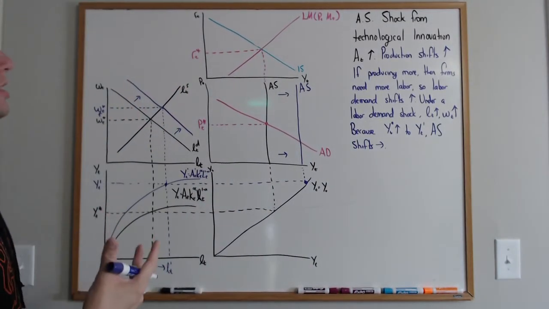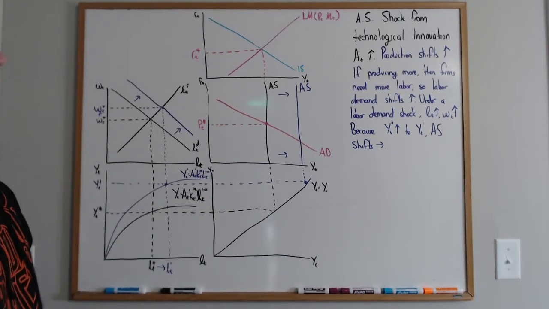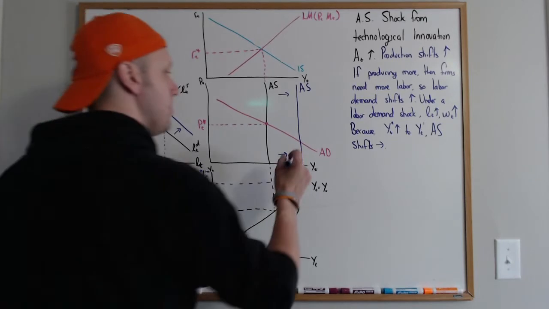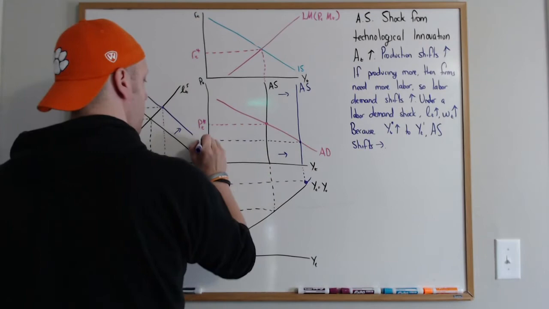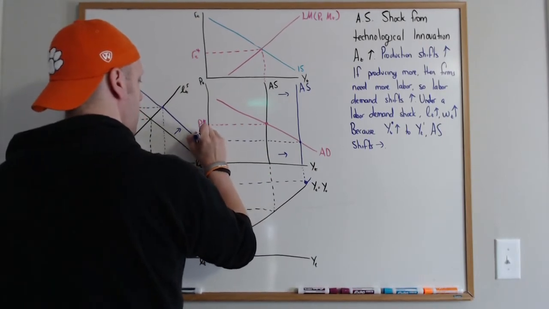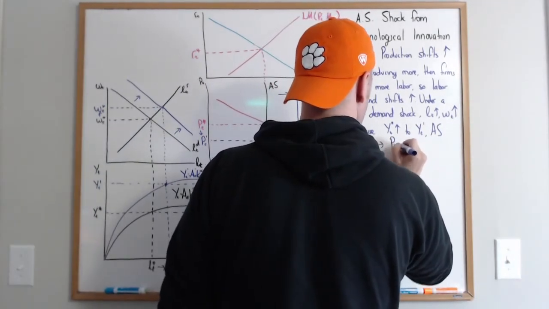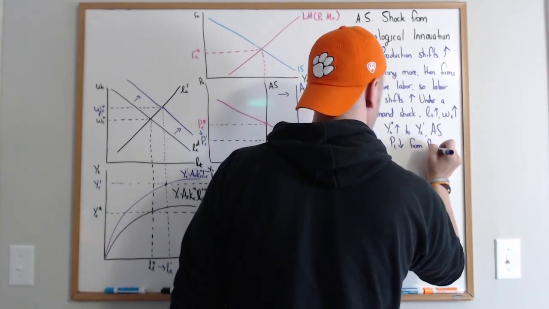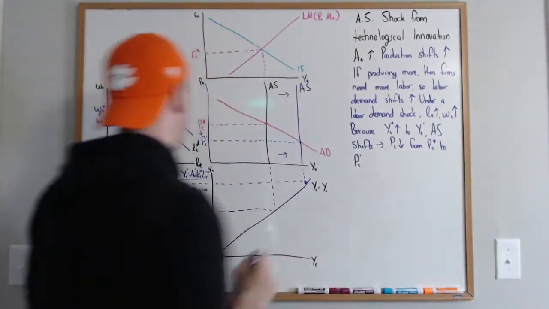Now, if aggregate supply shifts to the right, aggregate demand's not moving here. Right? This is a supply side shock. This is not a demand side shock. Therefore, there will be no changes to aggregate demand. So the price level falls from P star to P prime.